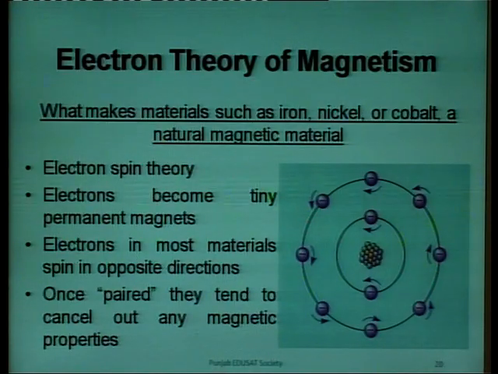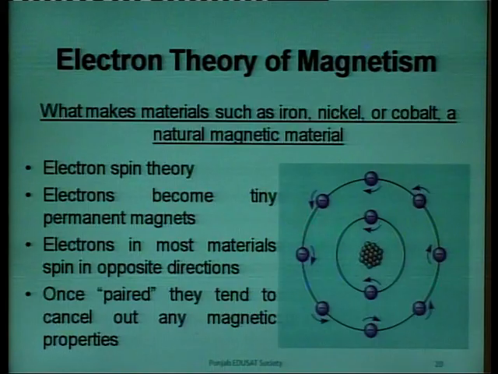Now we are having the electron theory of magnetism. So what makes some materials such as iron, nickel or cobalt natural magnetic materials, or we can say ferromagnetic materials? Why do they exhibit the properties of a magnetic material? As we can say, the electron spin theory is there.